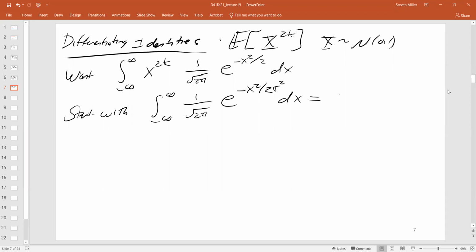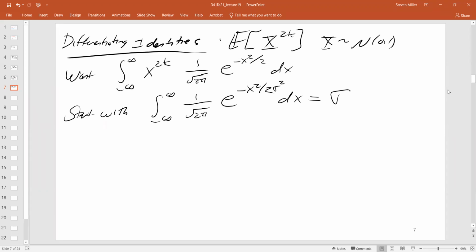You can also do a unit analysis. The exponential has to be unitless, so x and sigma have to have the same units, same meters. Dx is going to be in meters, so this whole integral is in meters, so it has to be something like sigma. So without even doing any calculation, I know it's going to be something like sigma and not sigma squared, just by unit analysis. Now I have an identity that I can differentiate.